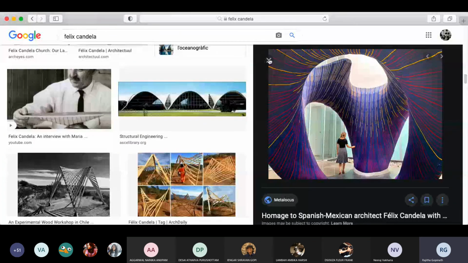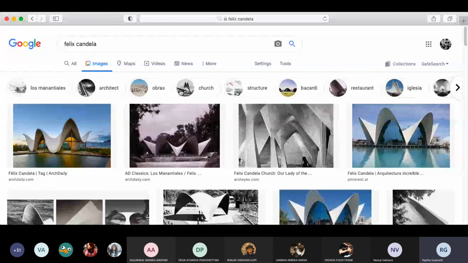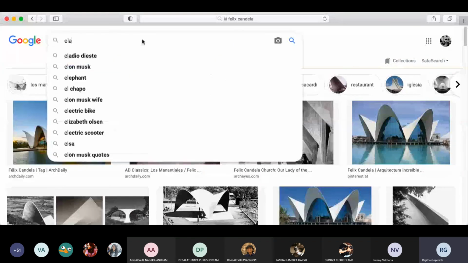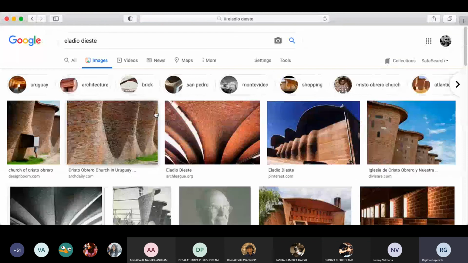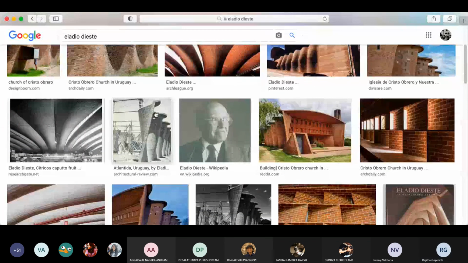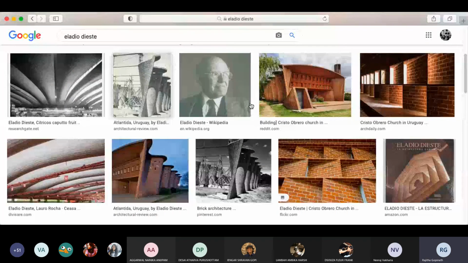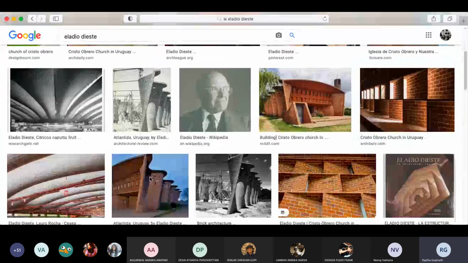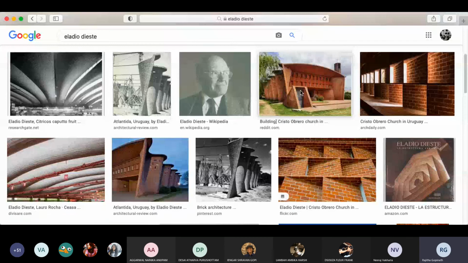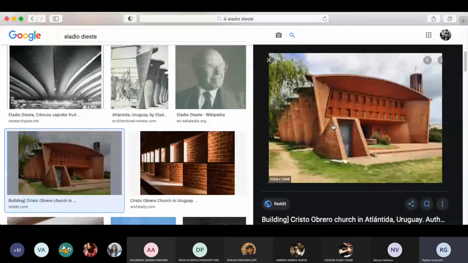ऐसे 15-20 और लोग हैं. The rest, one of my very favorites I wanted to show was Eladio. Okay, this is his work. And इसका अपने पास library में book है. The same book we have, Eladio. Now, if you see this church, this is in Uruguay, I guess, and he is called the architect of the poor.